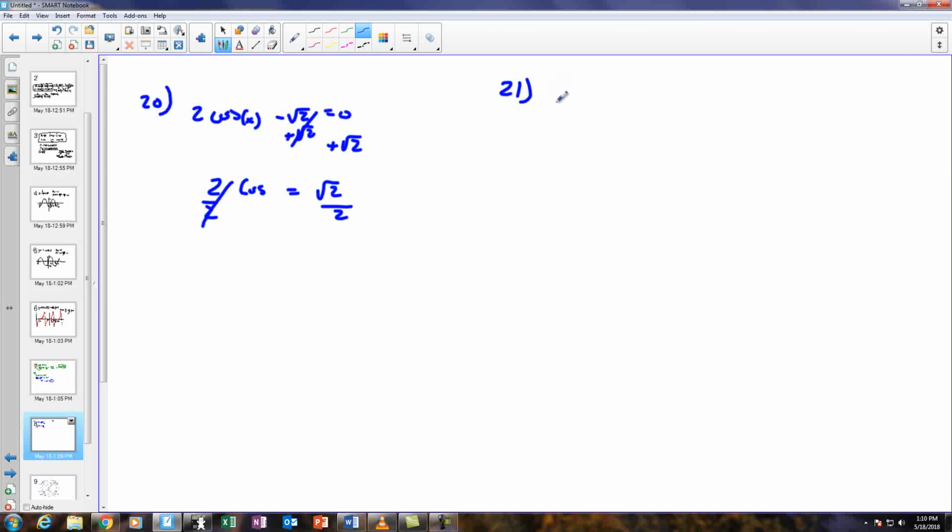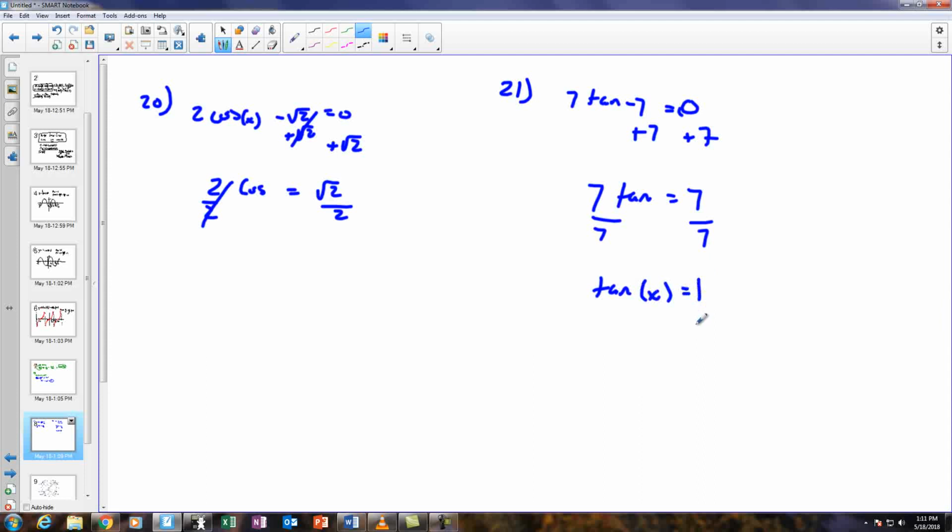Then over here on number 21, we have 7 tan minus 7 equals 0. So the first thing we would do is we'd add the 7. And then we're going to say that 7 tan equals 7. And we divide by 7. And tan of x equals 1. Okay? So I've got the cosine of x equals root 2 over 2. And I've got the tan of x equals 1.